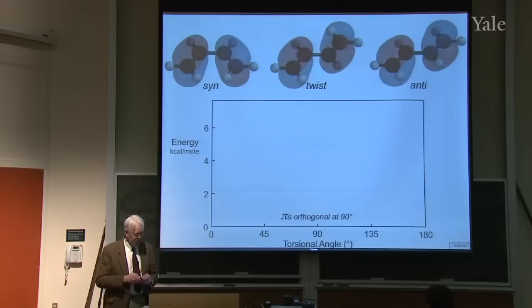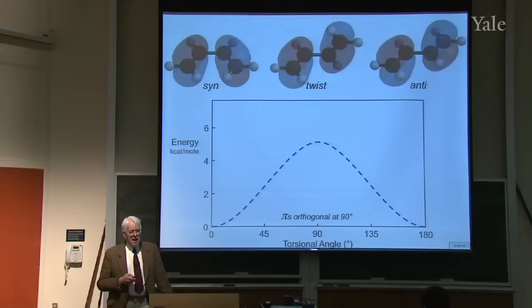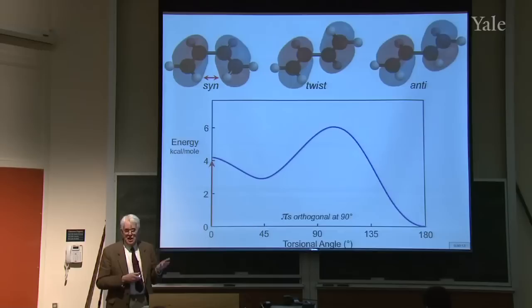So you might expect that to the extent that conjugation is worth something, the interaction of these pi things, you'd lose it in this twisted form because they don't overlap. So you might expect that the energy curve would look like that as we twist it. In fact, it's more or less like that, but there's another factor, which is up at the top left there, you can see there's going to be repulsion between the groups when they're syn. So that's going to raise the left end of this plot. So that's what it actually looks like as determined by Raman spectroscopy.